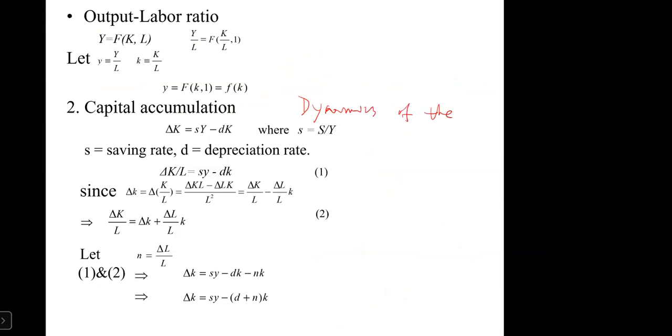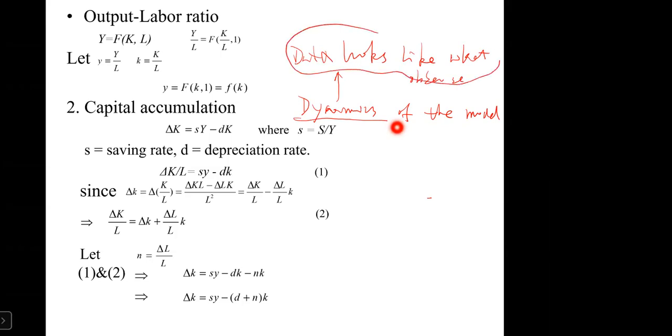of the model. Now, why we want to introduce dynamics? This is to address the question I just raised. So we want to understand or explain why data looks like what we observe, or what is the theory behind the data we observe, or we want to make sense of the data, right? So then we need to look at the dynamics of this model.